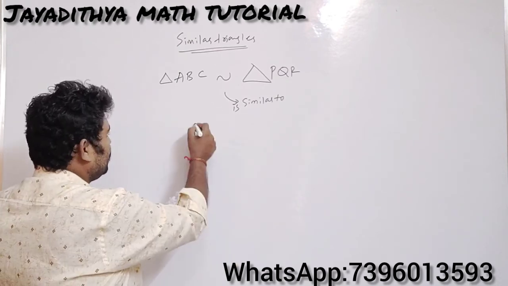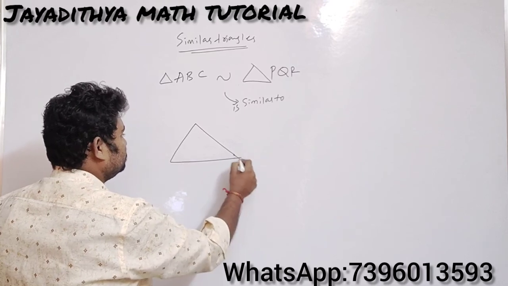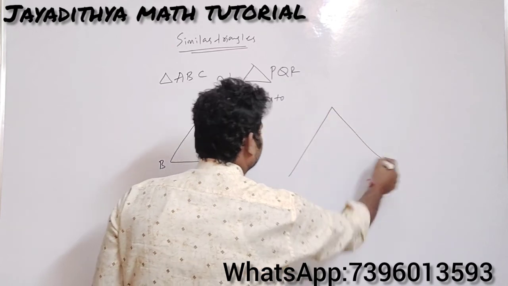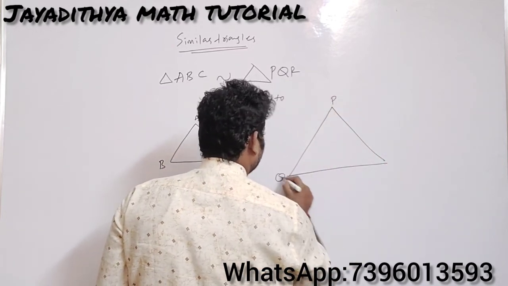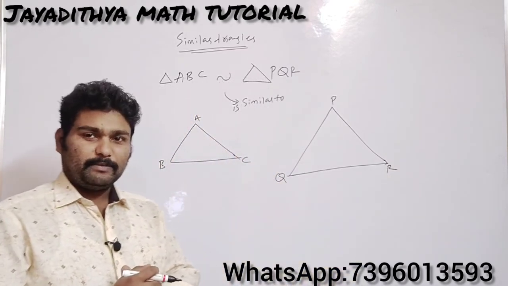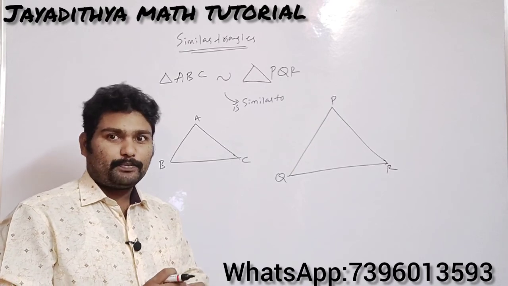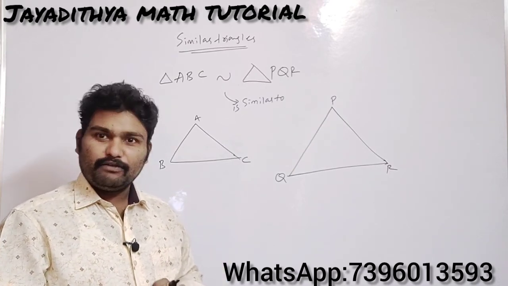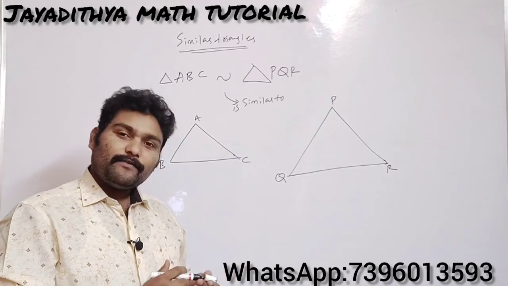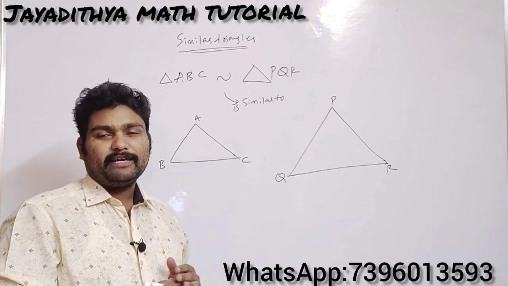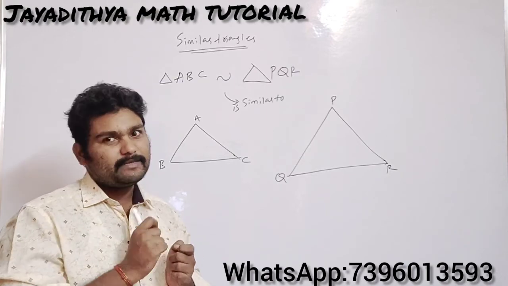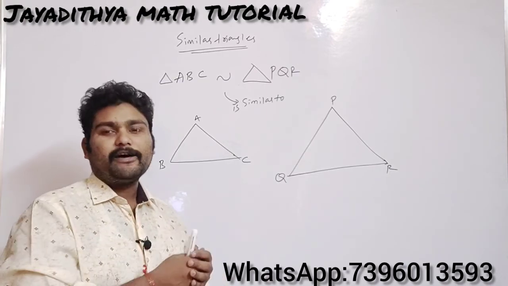Let us take the triangle ABC, and let us take one more triangle PQR. I already told you, we say two triangles are similar when their corresponding sides are proportional and corresponding angles are equal. Corresponding sides must be proportional and corresponding angles must be equal. In case of congruency, corresponding sides must also be equal, and corresponding angles are also equal. This is the only difference between congruency of triangles and similarity of triangles. I already told you congruency is a part of similarity.